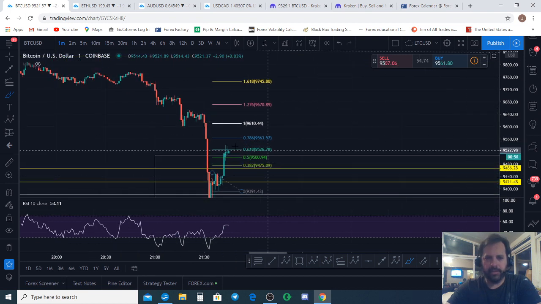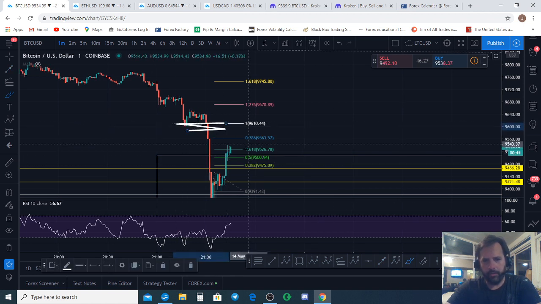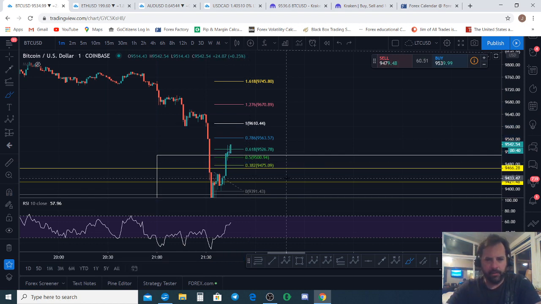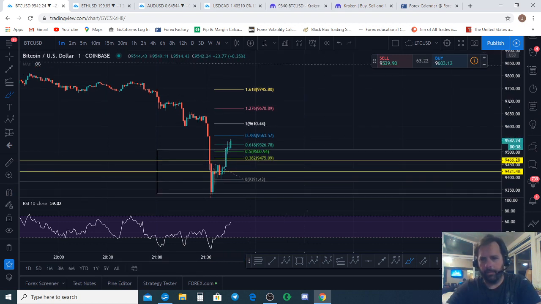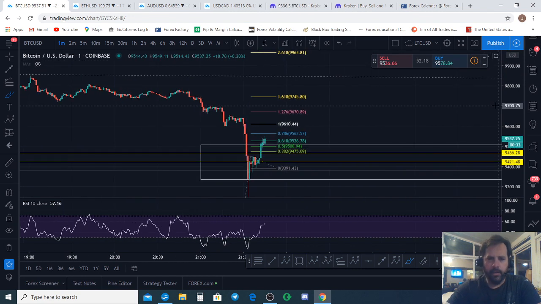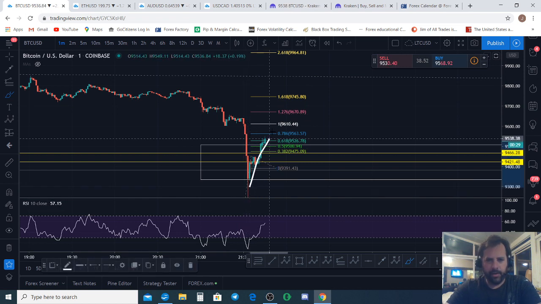Now we're only at the 618. I expect this to come up to the 1-to-1 extension, which would come right below the structure right here, which price often does, and we should get some kind of a bounce there. Man, they're pumping this thing. It's crazy.